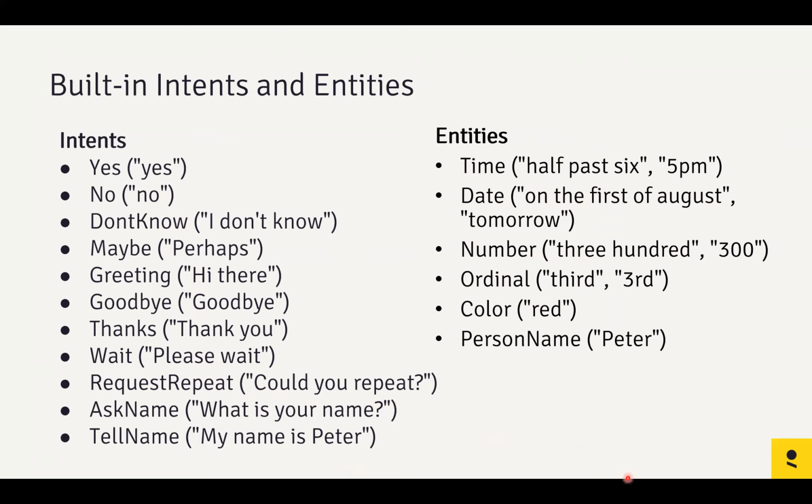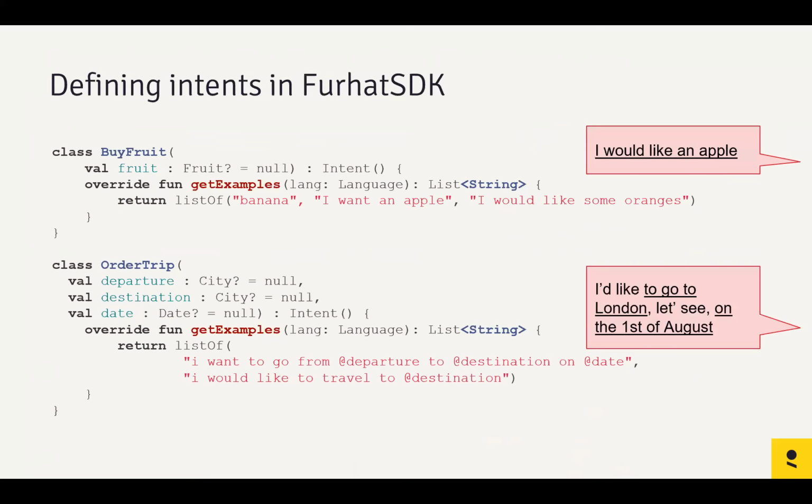So if we look at the example of how you define this, in Kotlin you can define this. You can also define it in Blockly to define your own intents. For example, the buy fruit intent here, and you provide examples of what the user might say in order to buy a fruit, and you define that you have this fruit entity in here.